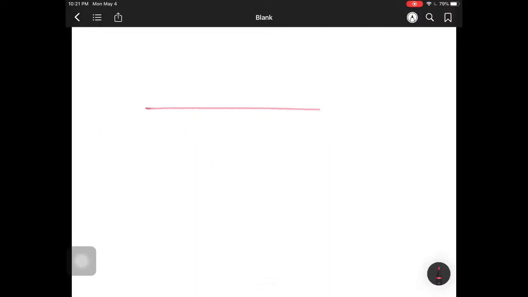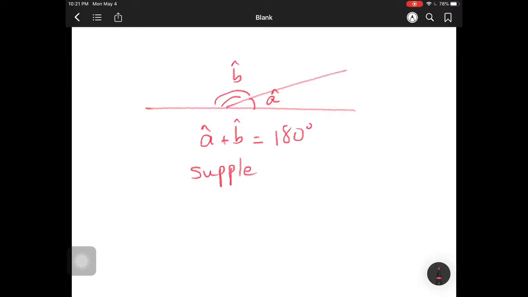Now, if two angles form 180 degrees, so let's say angle A and angle B have a sum of 180 degrees, then we say that these angles are supplementary angles. This is the sign for angles.